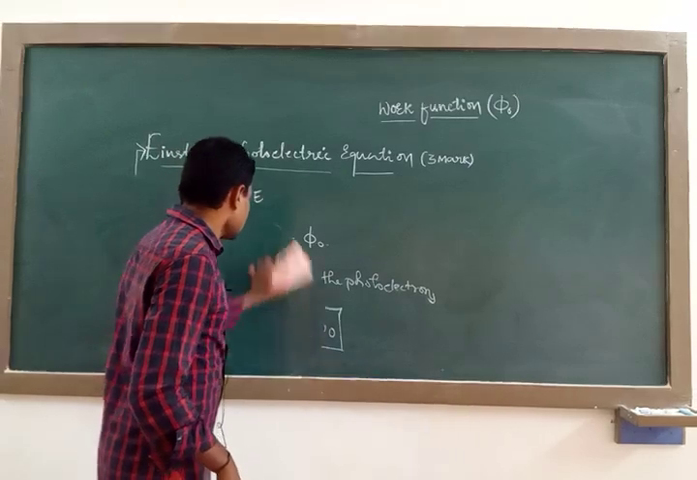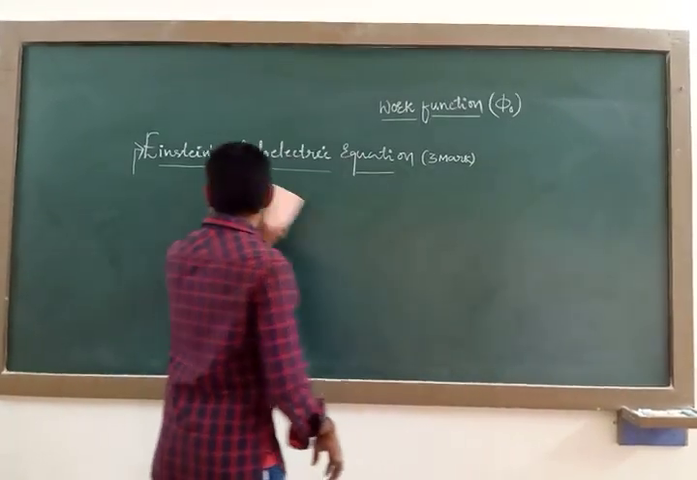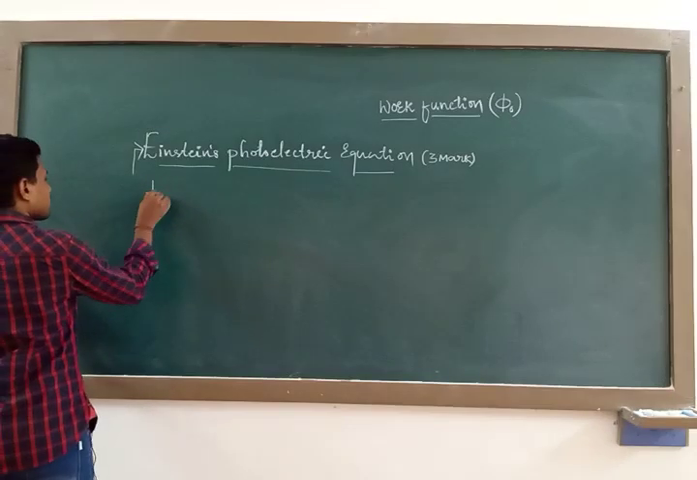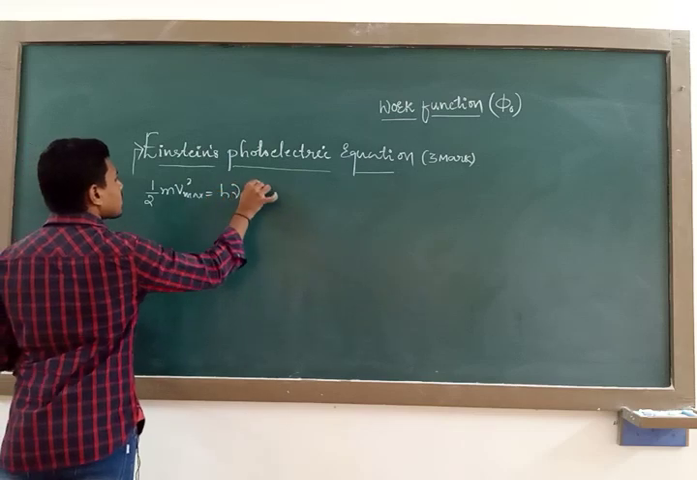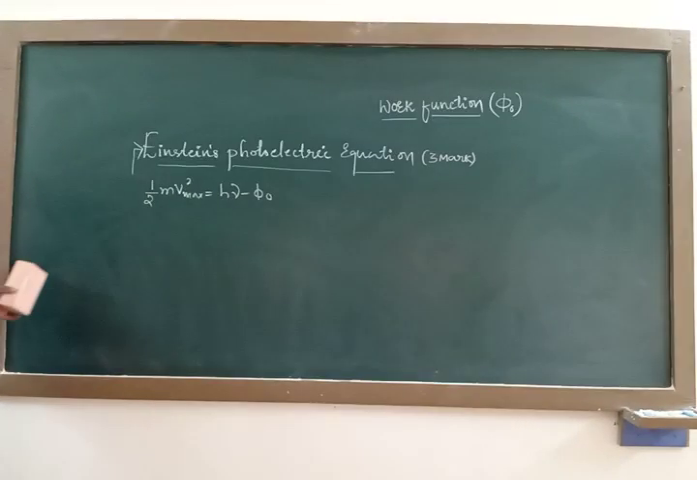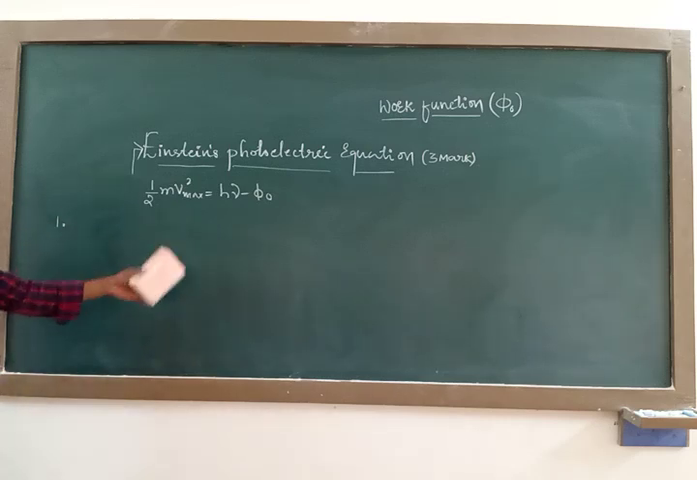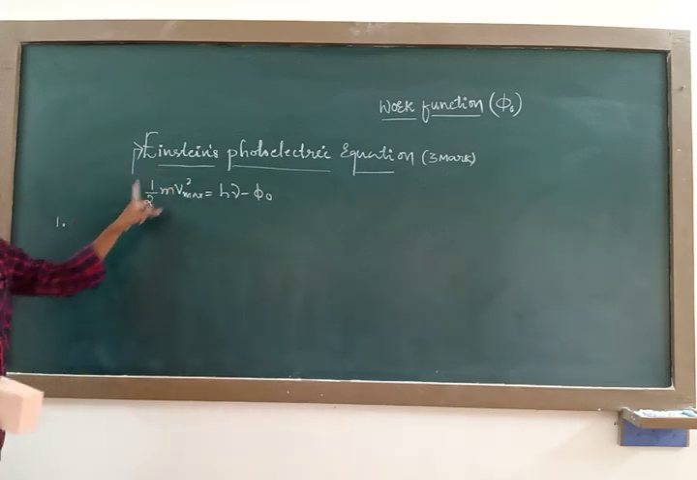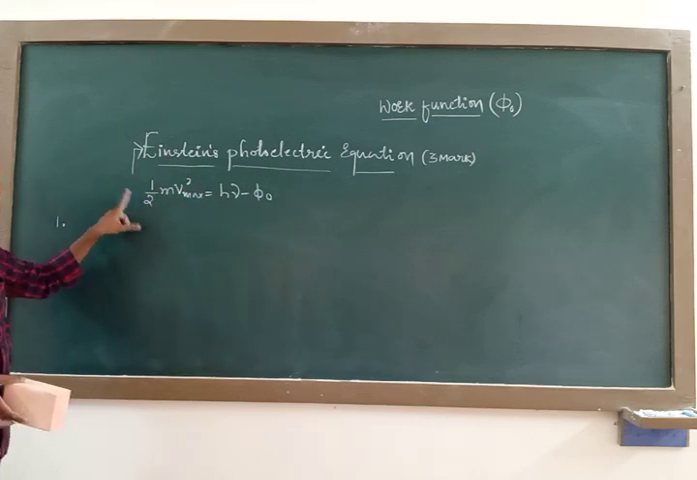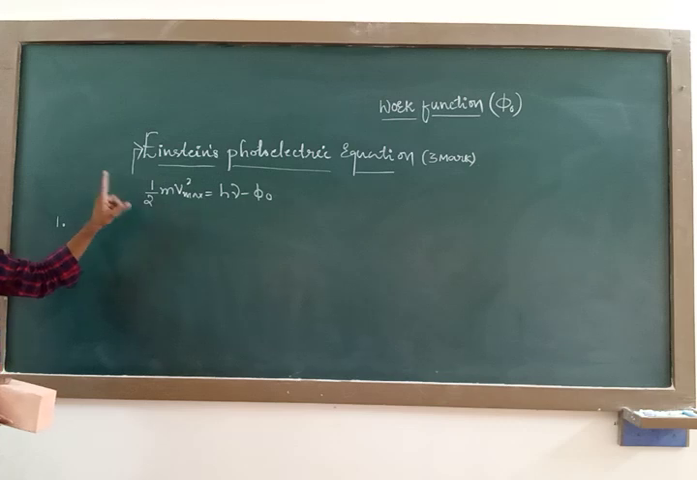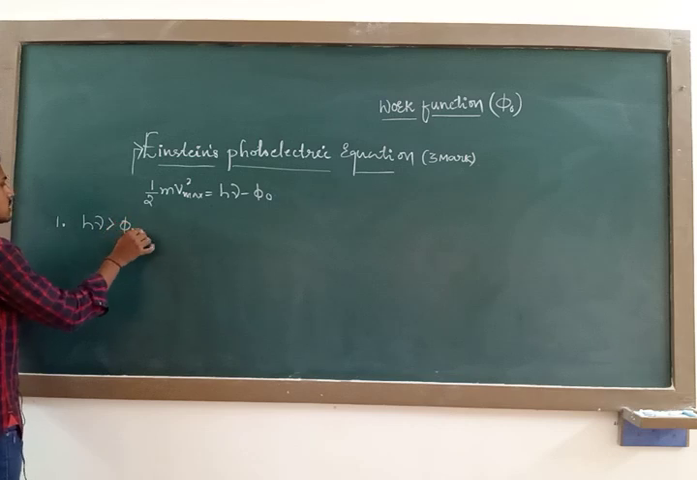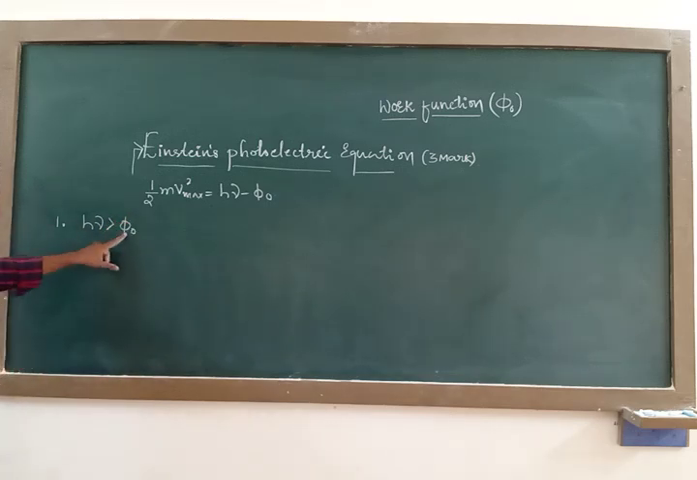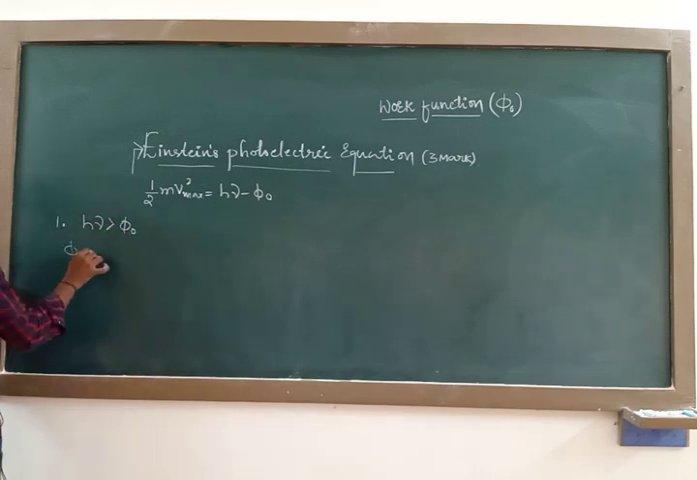So what is Einstein's photoelectric equation? Half m Vmax squared is equal to h nu minus phi naught. From this equation, the first conclusion he gives is that the kinetic energy is non-negative. We do not obtain a negative value here. Its meaning is that the incident radiation energy will be more than the work function. So phi naught is the work function of the material.